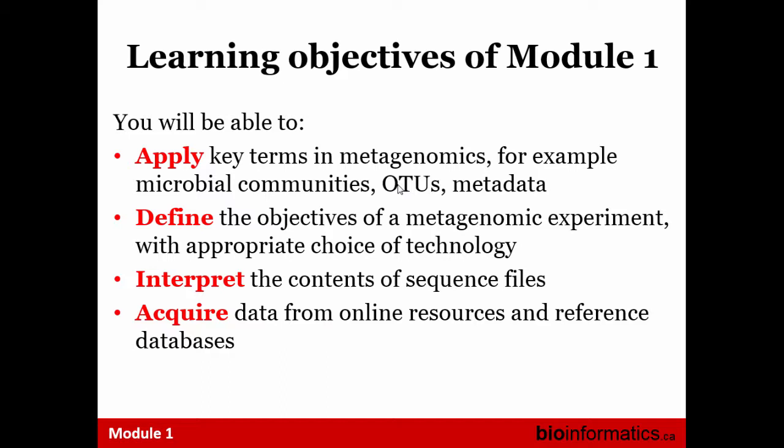What are the objectives of a metagenomic experiment? What's the appropriate choice of technology? Interpreting the contents of sequence files. So this is mainly, FASTA is like the simplest format ever. We're going to take a little bit of a look at the FASTQ format, which I'm sure many of you are familiar with anyway, during the tutorial. And then Will is going to hit you full on with the files and the processing and the Python and whatever else he's got in store. And then one that we're going to focus on briefly in the lecture and then more in the tutorial is, what are the online resources and what are the different modes of access we can get in order to bring these data closer to us?